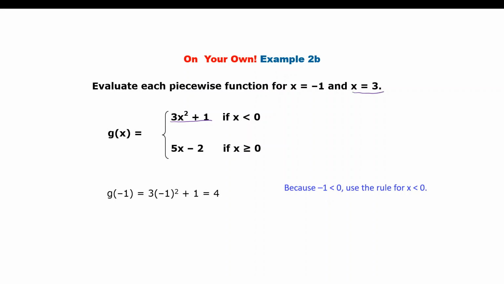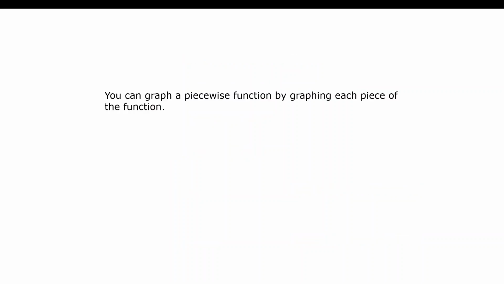All right, let's check when x is equal to 3. Well, 3 is greater than 0, so this time I'm going to use this one. So everywhere I see an x, I'm going to put in 3. So 5 times 3 is 15, minus 2 is 13. All right, you can also graph a piecewise function by graphing each piece of the function.